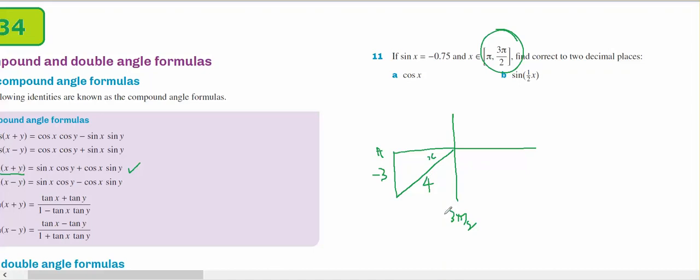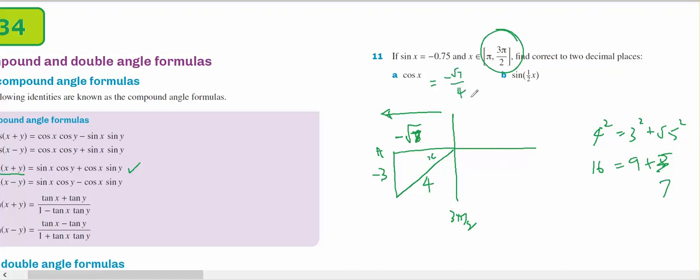value. Which means that that's going to be root 5. Is that correct? 4 squared should equal 3 squared plus root 5 squared. 16 should equal 9 plus 5. No, it's going to be 7, so that's root 7. And it's negative root 7 because it goes in the negative direction. So the cos of x is going to be negative root 7 on 4. That's the first bit done.